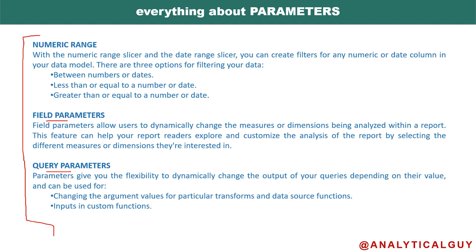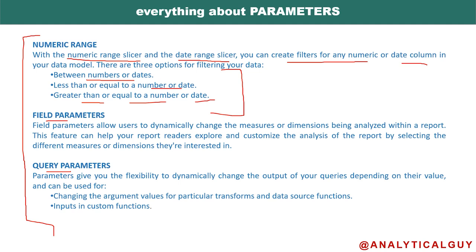So first is numeric range. With the numeric range slicer and the date range slicer, you can create filters for any numeric or date column in your data model. There are typically three options for filtering your data. First is between numbers or dates, second is less than or equal to a number or date, and third is greater than or equal to a number or date. So these are the ways you can filter your data.